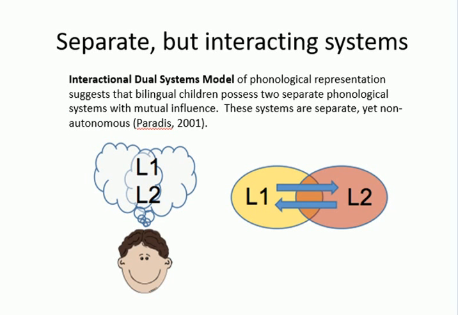Bilingual children have separate but interacting systems. What this means is that they will correctly use the phonological processes that are shared by the two languages and borrow sounds and processes from their first language.